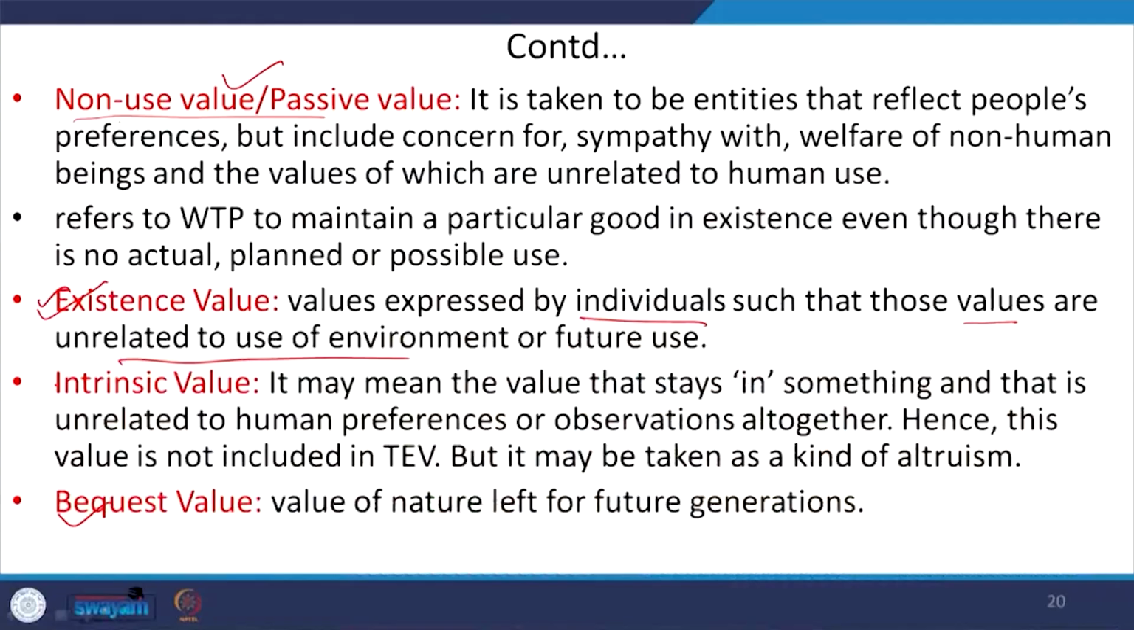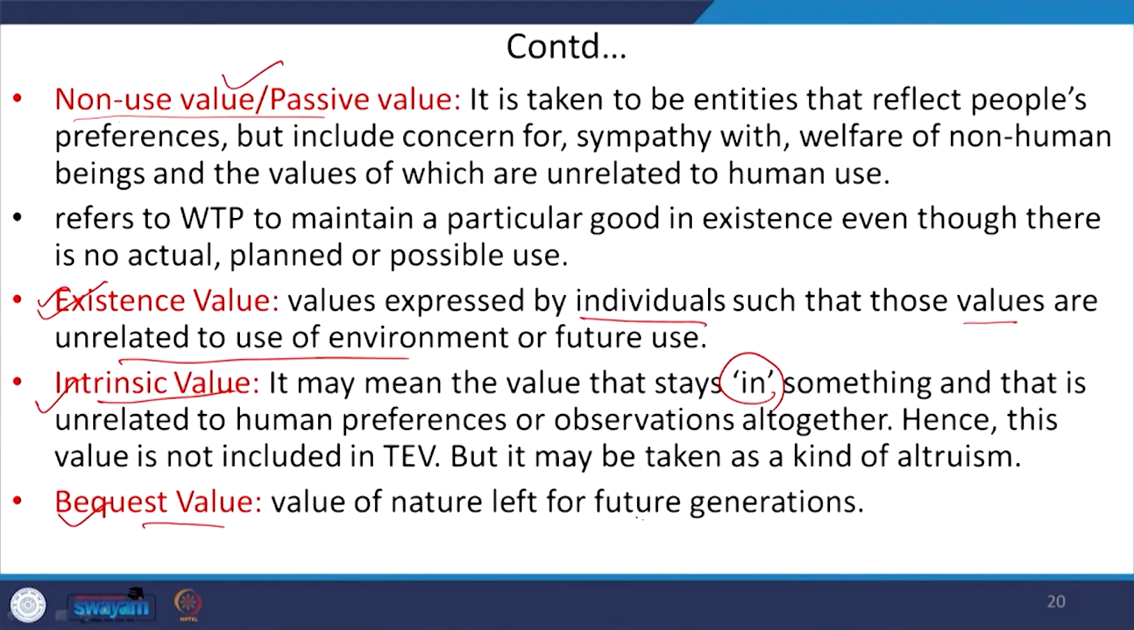Obviously, this is different from intrinsic value, because that talks about something inside a particular system or a particular animal or biodiversity. That is why intrinsic value is not included in the total economic value. And bequest value, which is for future generations, is also included.